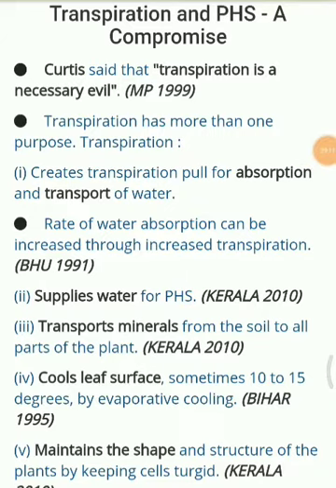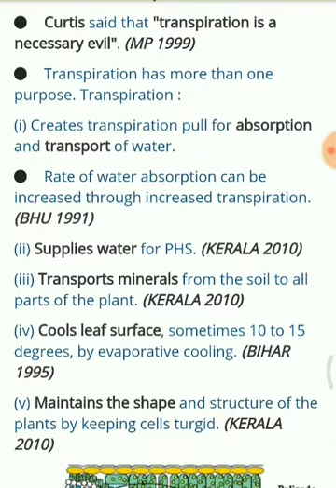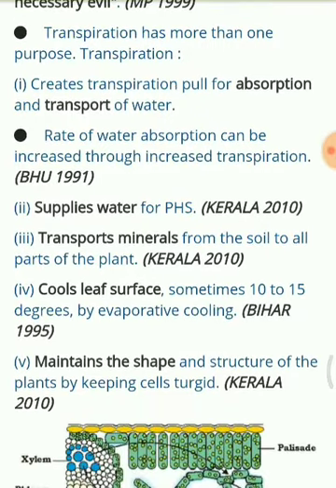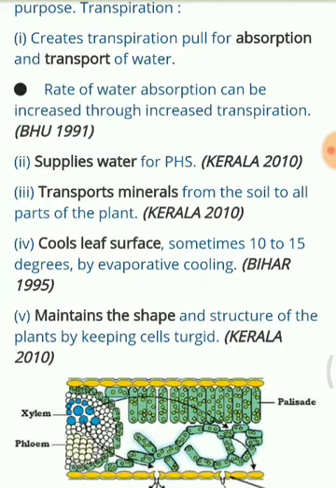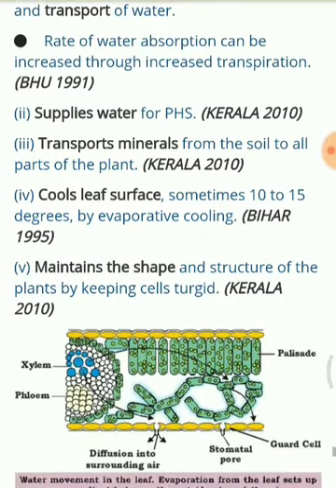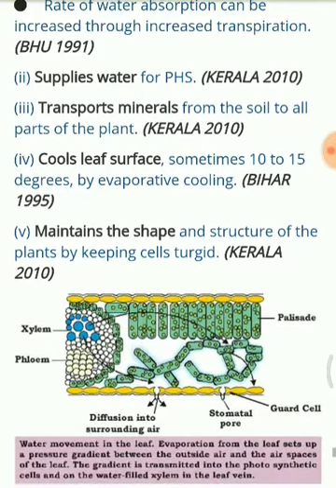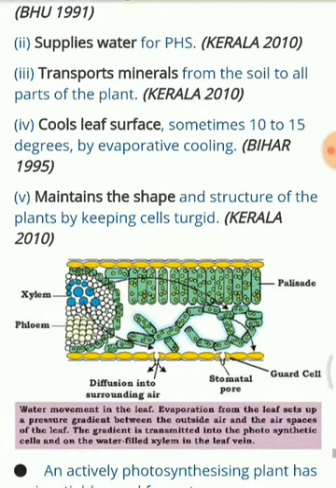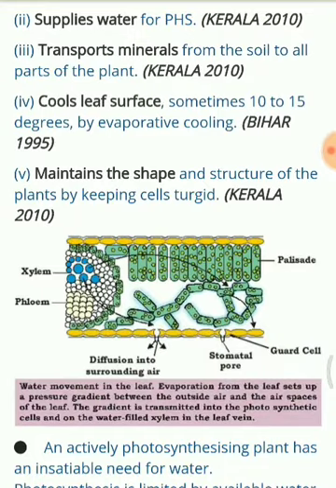Curtis said that transpiration is a necessary evil. Transpiration has more than one purpose. Transpiration creates transpirational pull for absorption and transfer of water. Rate of water absorption can be increased through increased transpiration. Supplies water for photosynthesis. Transports minerals from the soil to all parts of the plant. Cools leaf surface sometimes 10 to 15 degrees by evaporative cooling. Maintains the shape and structure of the plants by keeping cells turgid.